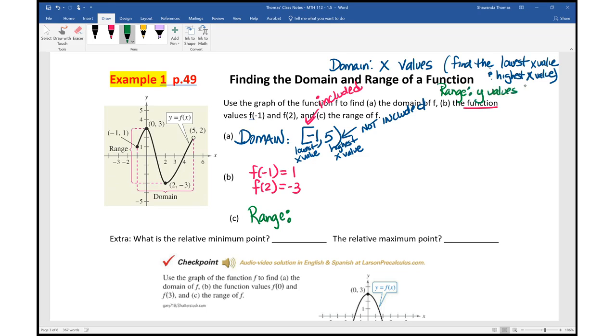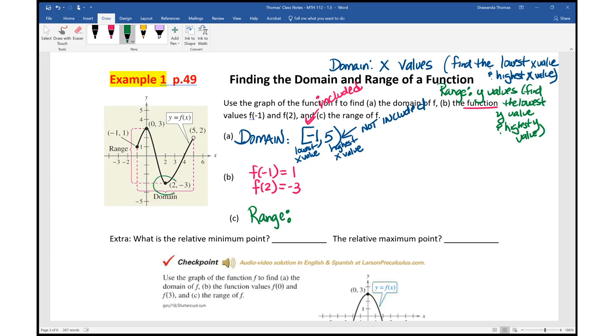So again, we want to find the lowest y value and highest y value. And everything, if we write it in interval notation, everything in between qualifies. So let's look at the y-axis. We're looking this way now. Where are the lowest numbers? The numbers that are lowest are at the bottom.